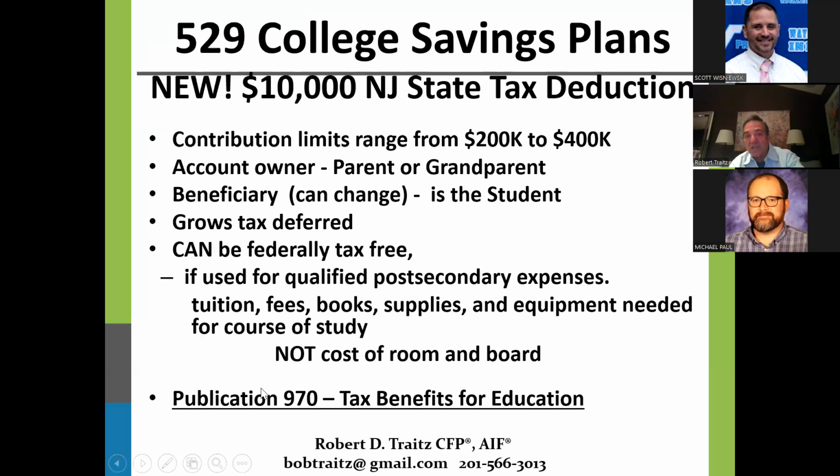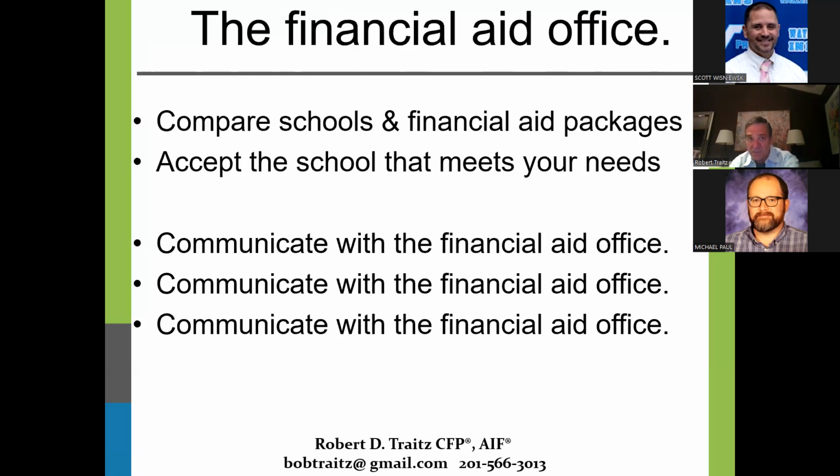Everything that goes on can be for higher education expenses, at the bottom of the screen, Publication 970. You can Google it, you can get a copy, and you can figure out what the qualified expenses are. Don't take more money out of your 529 than meets the qualified expense number. Otherwise, it'll be taxable.